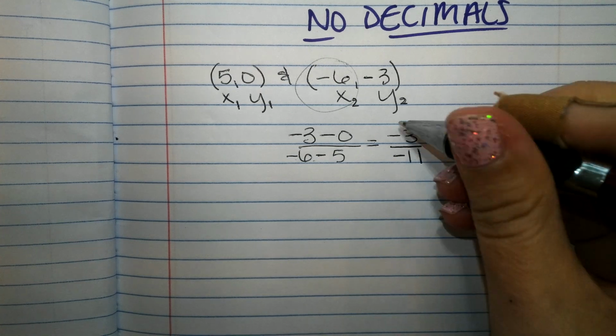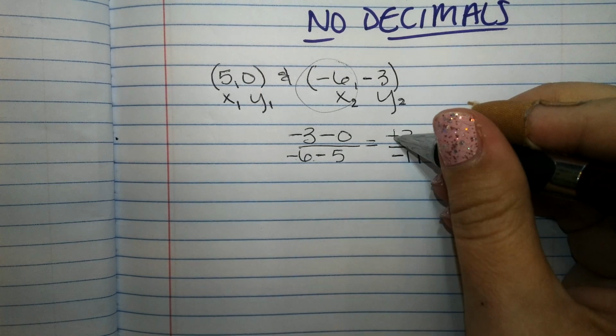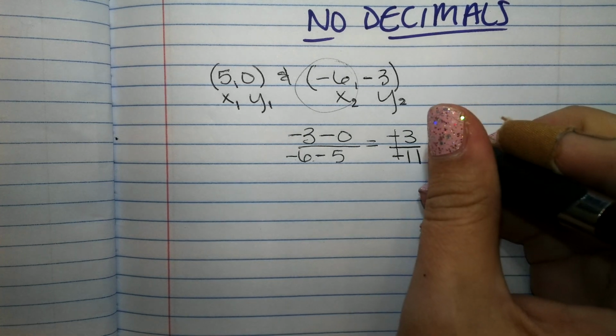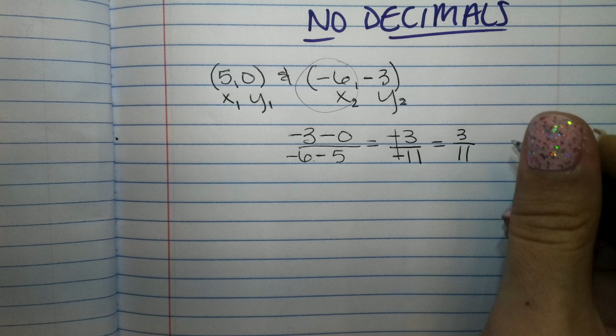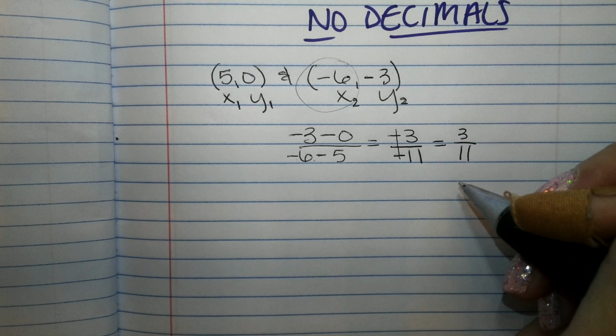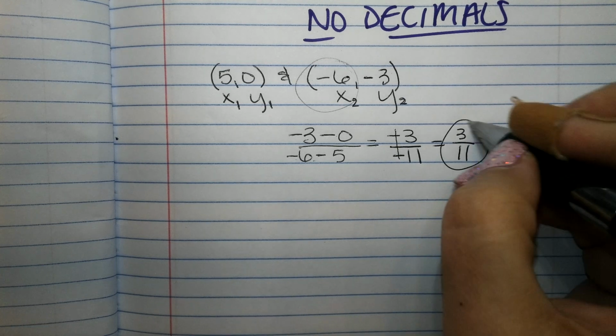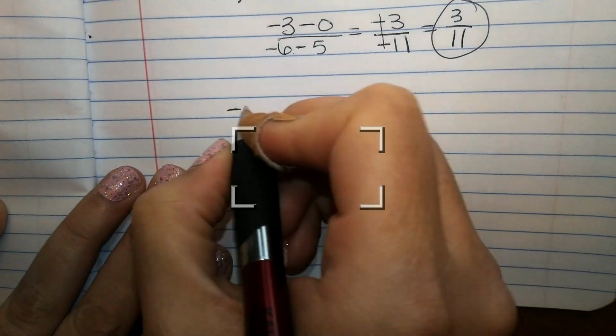Now, I know that a negative divided by a negative is a positive. You cannot leave a negative divided by a negative. So my slope is 3 over 11. Now, I cannot simplify 3 over 11. 3 doesn't go into 11, so we can't simplify. My slope is 3/11.